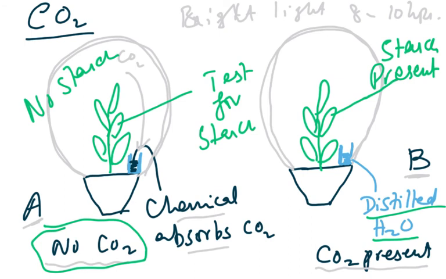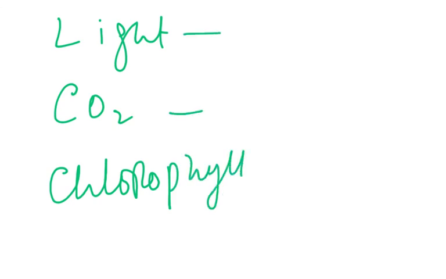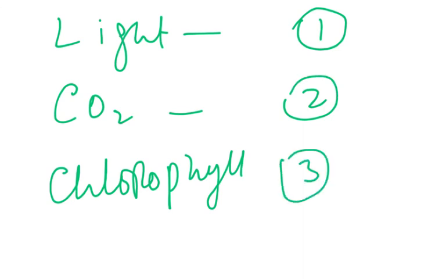So these are the 3 conditions which we say are absolutely necessary for photosynthesis, and that is number 1, light, number 2, carbon dioxide, and number 3, chlorophyll. So all these 3 factors, we've done 3 experiments. So you have to know one experiment, the second experiment, and the third experiment. So 3 experiments which prove that all these 3 are necessary for photosynthesis.